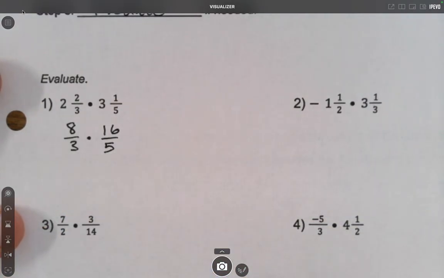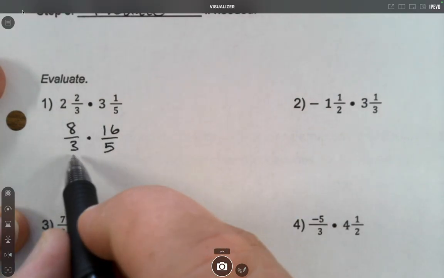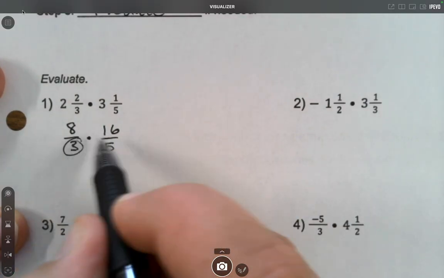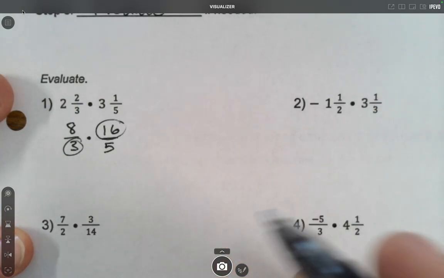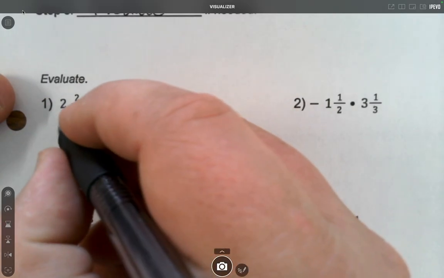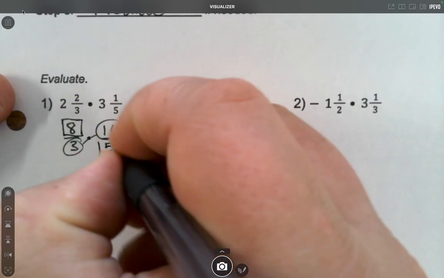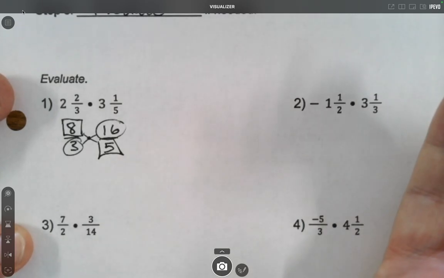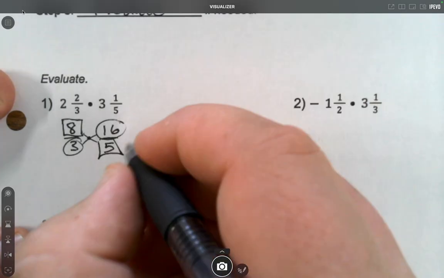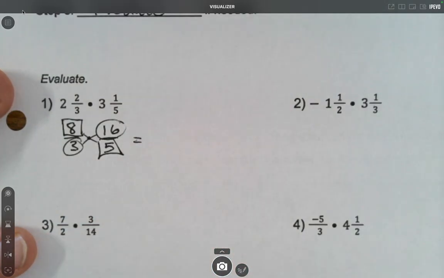Okay, now the cross products they were talking about is you want to look basically at the diagonals. So I want to look at the 3 and the 16 and say, is there anything they have in common that I could cancel out? In this case, they don't. So I checked those. Now I also want to check the 8 and the 5. They don't have anything in common either. So on this one, we actually cannot simplify. There's nothing we can reduce.